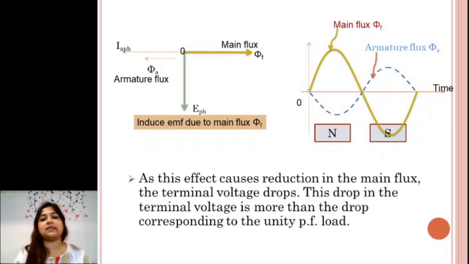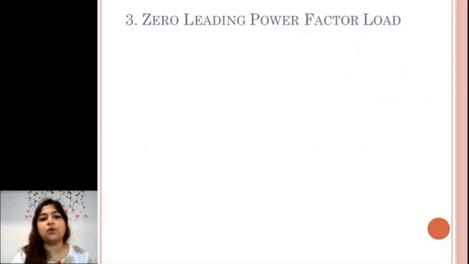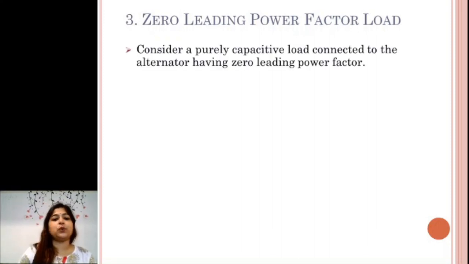For zero power factor lagging, we have a weakened magnetic field, and hence to maintain the EMF constant, you need to increase the field excitation, right? Then let's see for the capacitive load, that is zero leading power factor load. Exactly what is the criteria for zero leading power factor load?